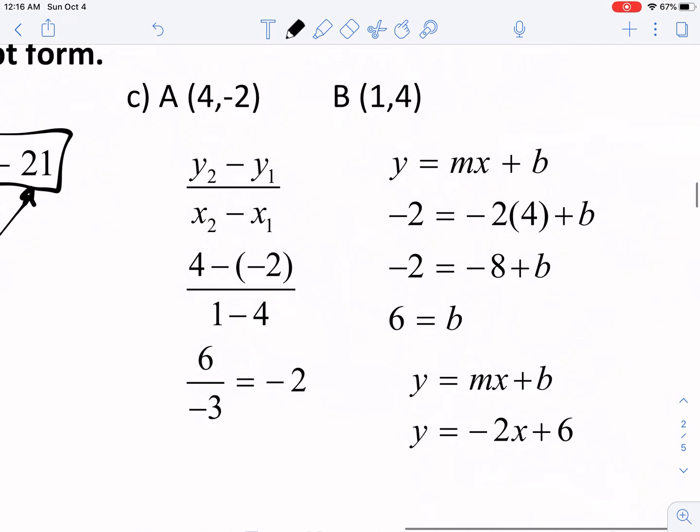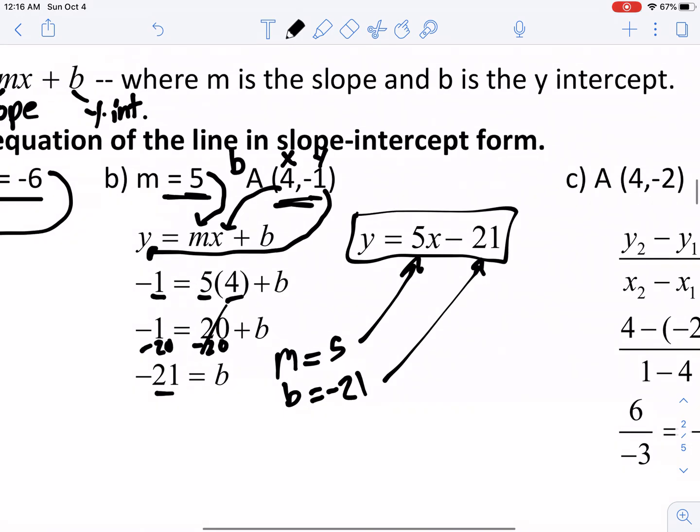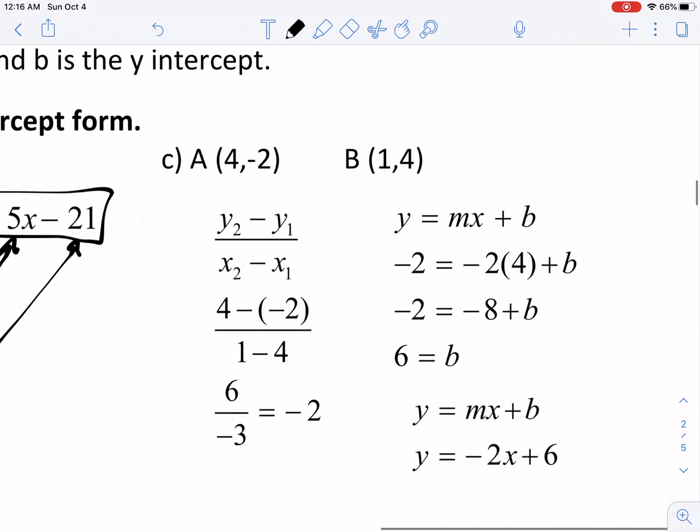Now, the most difficult version they would give us is if we had to find the slope and find b. So let's backtrack here. Here they gave us the slope and b, the y-intercept. Here they gave us the slope and we had to find b. Here we have to find slope and find b.